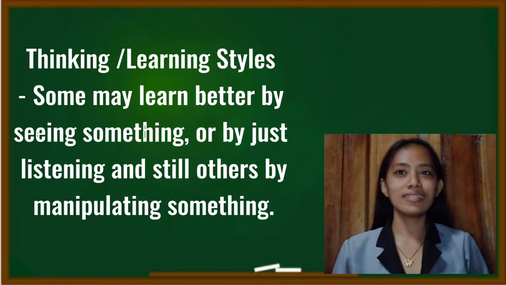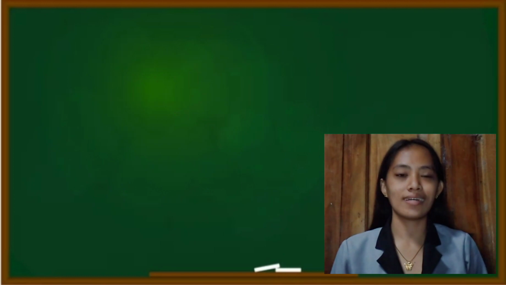The second one is thinking and learning style. Some may learn better by seeing something or just by listening, and still others by manipulating something. We all know that learners have different strategies to learn. That is why we teachers should get to know our learners and their preferences.